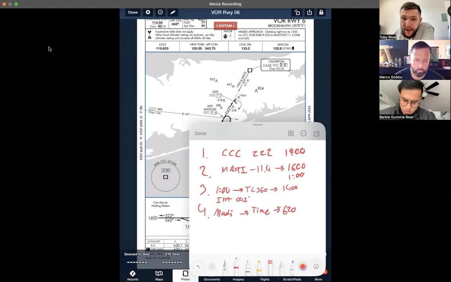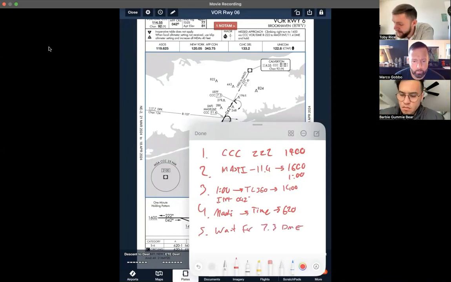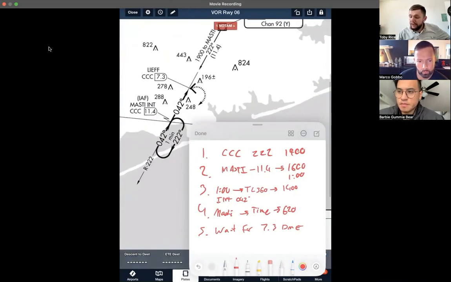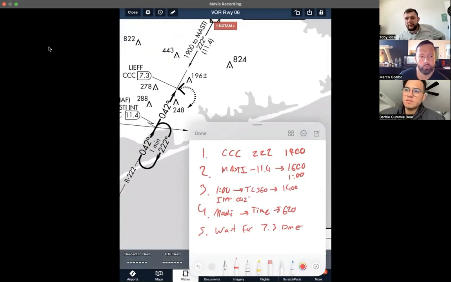Or you don't have to start your timer if you're using DME, right? But just go ahead and practice that anyway, right? Descend to 620. And then step 5 is basically, wait for 7.3 DME. And if you have this pulled up on your iPad while you're looking at the procedure, it will help you remember what you're supposed to do.